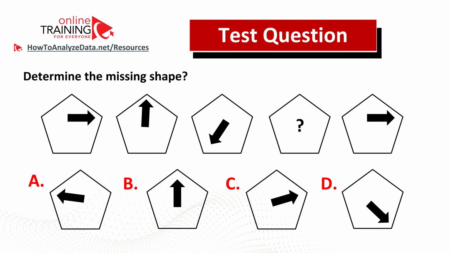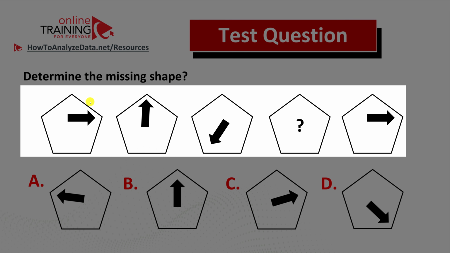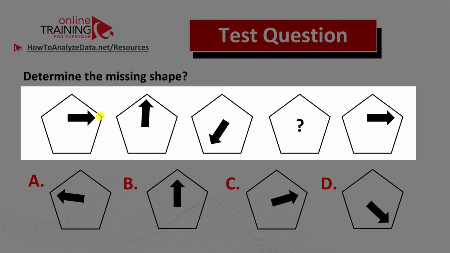Let's look at the interesting and tricky question we frequently see on the test. Determine the missing shape. You're presented with the sequence of 5 shapes. All of them are pentagons, and in each one, arrow points in a different direction. There are 3 shapes with arrow. The 4th shape has a missing arrow, and this is what you need to determine. And then there's also a 5th shape.